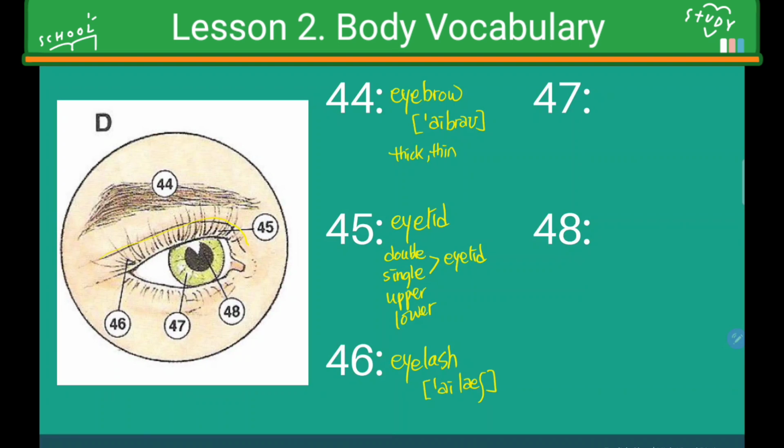And then let's move on to our eye. So 47 is the outer part where it has colors in it. Some people have brown eyes, some people have yellow, green, or blue eyes. Personally, I have brown eyes, and that's what we call iris.